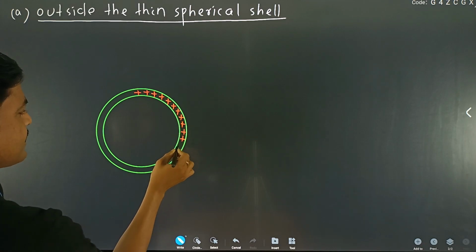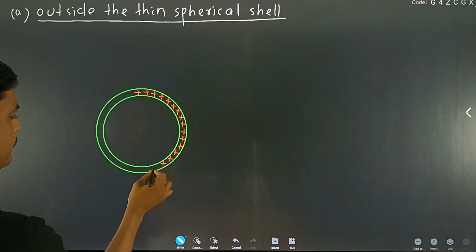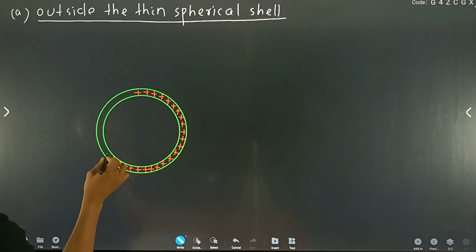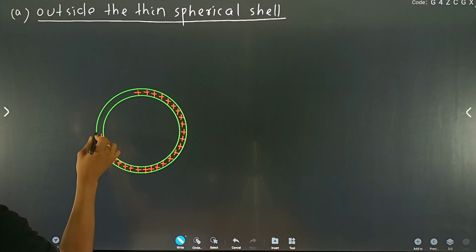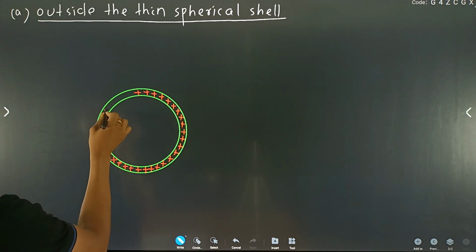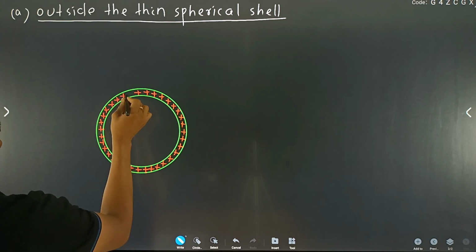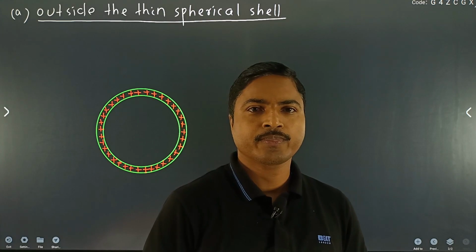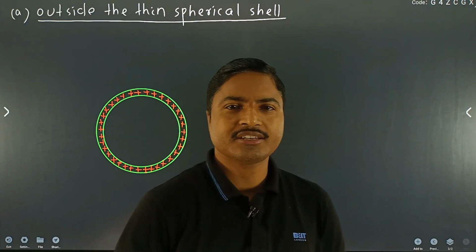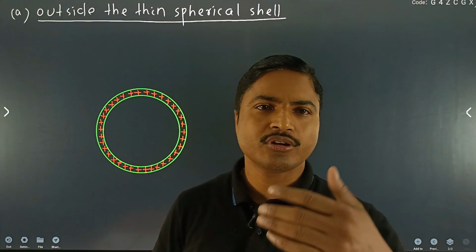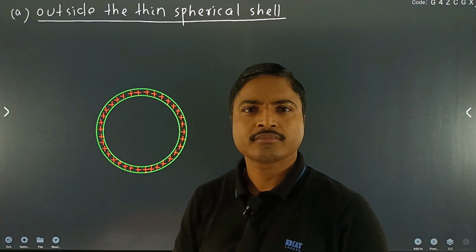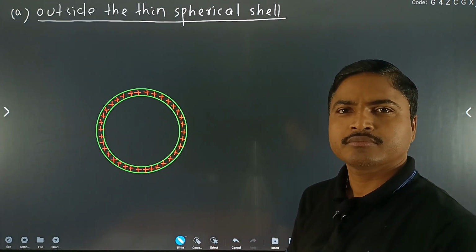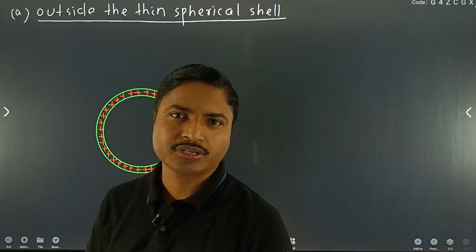This is a positively charged thin spherical cell, and all the positive charges are closely packed. That means the gap between the two positive charges is very small, approximately 0. So this is the case of a continuous charge distribution. And you know, three types of continuous charge distributions are there. One is linear or line charge distribution. Second one is surface charge distribution. This is the case of surface charge distribution. And third one is volume charge distribution.